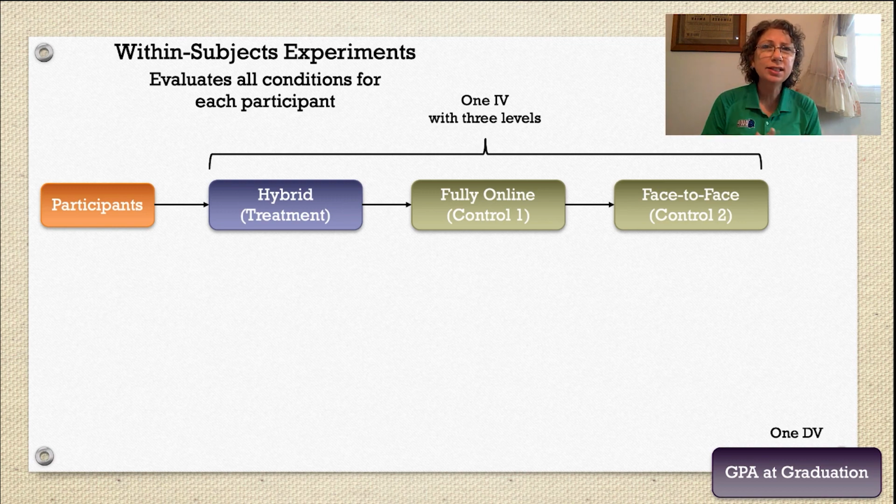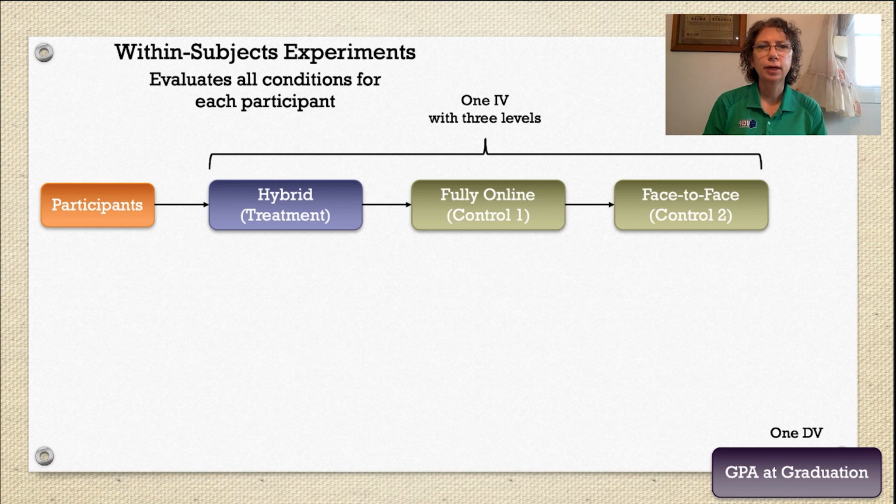When you have a within subjects design, you don't have to worry about that because the same participants are in each condition. So whatever differences they had, they're going to still be the same differences in each condition that they're going into. So the same participants in the hybrid group are exactly the same as the ones in the fully online group and the ones in the face-to-face group because they all see each condition. So it helps with that. But it does bring out other issues.